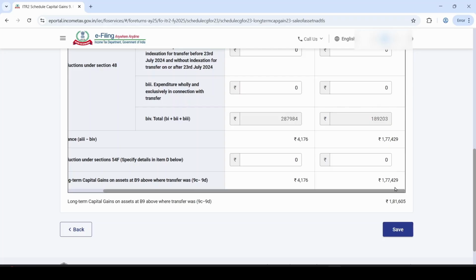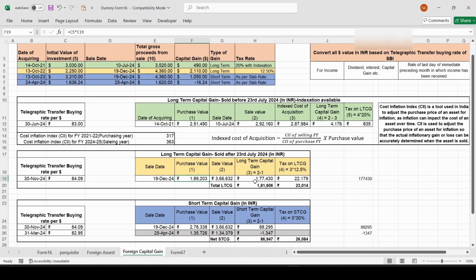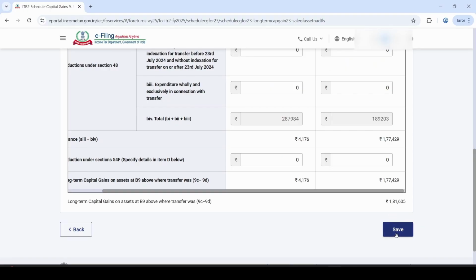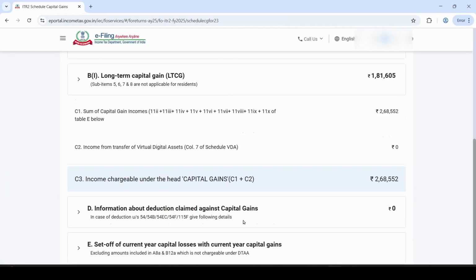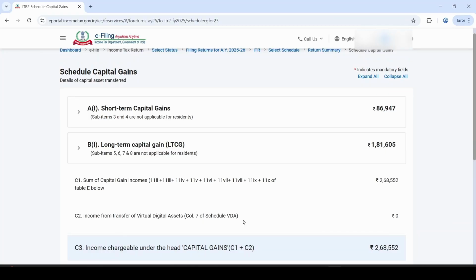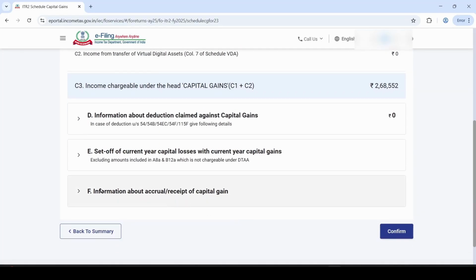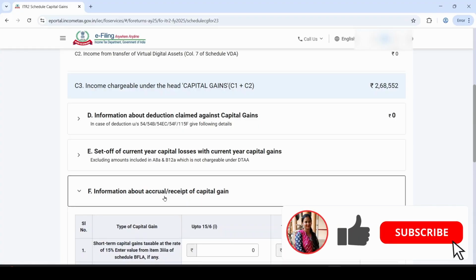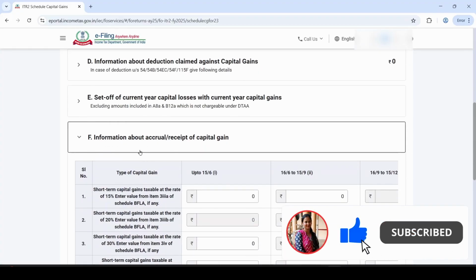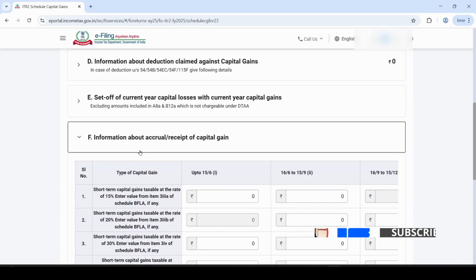So our long-term capital gain after 23rd July 2024 is this, and this value is exactly matching with our sheet. Click on save. Now click on point number F, information about accrual in receipt of capital gain. Here we need to provide in which quarter we have received that income. So we need to segregate income quarter wise.